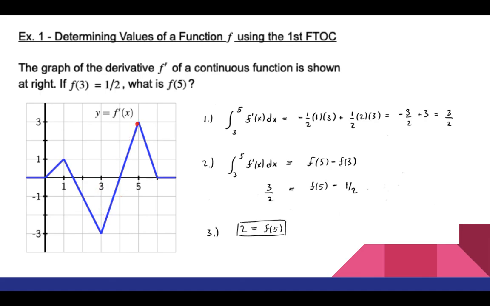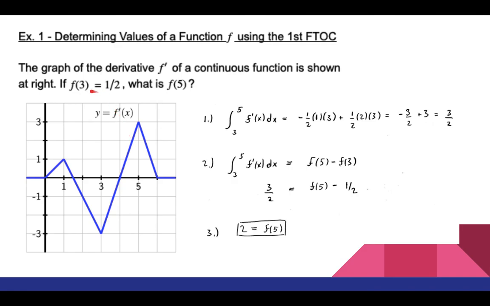So we calculate out that area, which is going to give us minus 1/2 times 1 times 3 plus 1/2 times 2 times 3, which as a result of calculations is going to give us just 3 over 2. So next thing we recognize is that by the first fundamental theorem of calculus, this definite integral from x equals 3 to x equals 5 of our derivative f prime is going to be equal to the change in f, the antiderivative from x equals 3 to x equals 5. So as a result, we're going to set 3 over 2 equal to f of 5 minus f of 3.